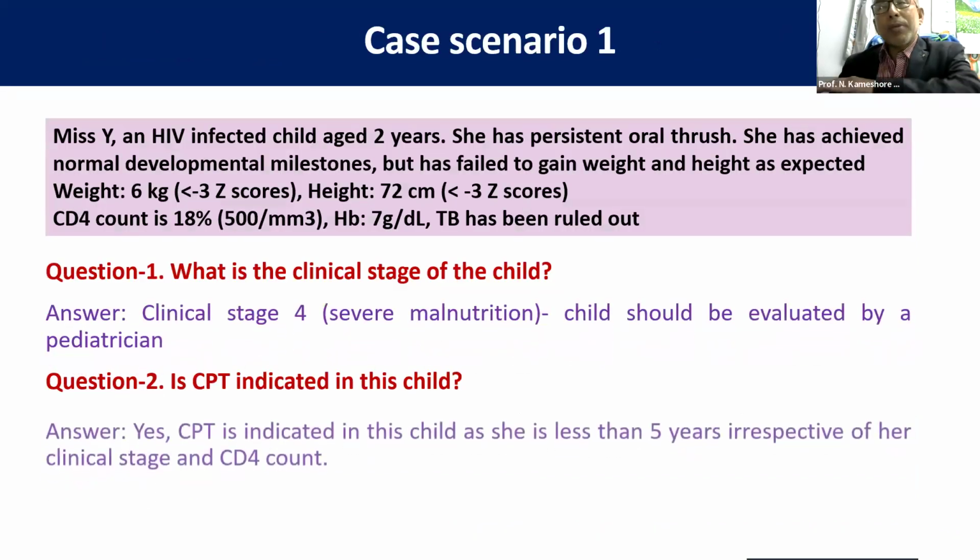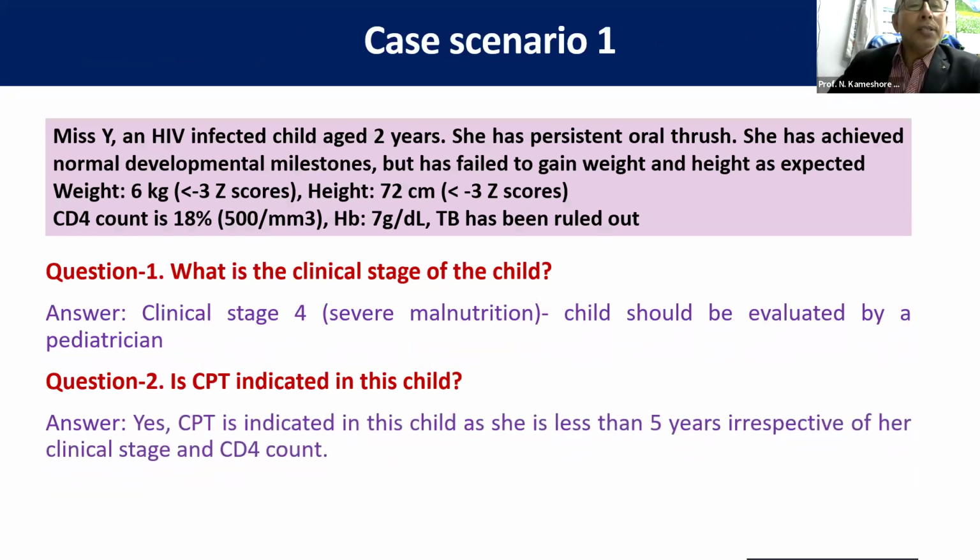So let us see some case scenarios. The first case scenario: Miss Y, an HIV-infected child, is 2 years old. She has persistent oral thrush. She has achieved normal developmental milestones, but has failed to gain weight and height as expected. Weight is only 6 kg, which is less than 3 Z-scores. Height is 72 centimeters, which is also less than 3 Z-scores. CD4 count is 18%. Hemoglobin is 7 gram per deciliter. Of course, TB has been ruled out.